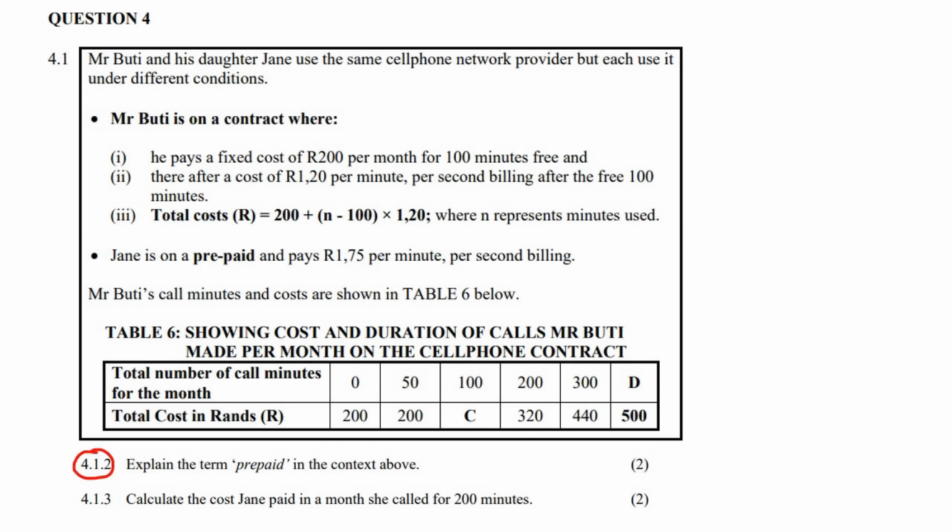Okay, so this question, explain the term prepaid. So prepaid, look at the word carefully, prepaid. So you pay before you use the airtime. So you go to the shop or you go to your banking app and you buy the airtime first and then you can use it. So you can say here, you pay for your airtime before you use it. Okay, you pay for your airtime before you use it.